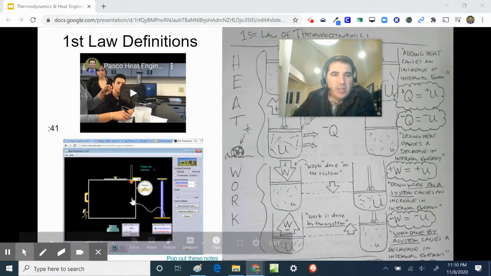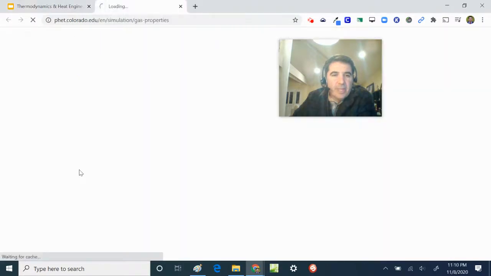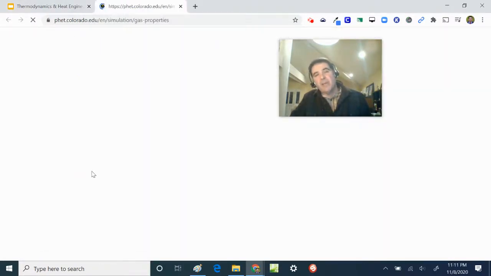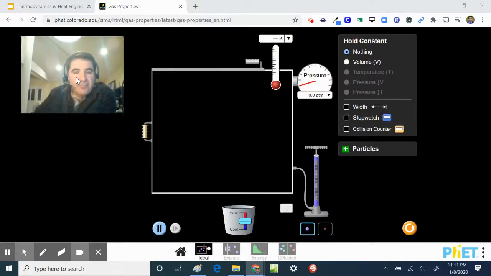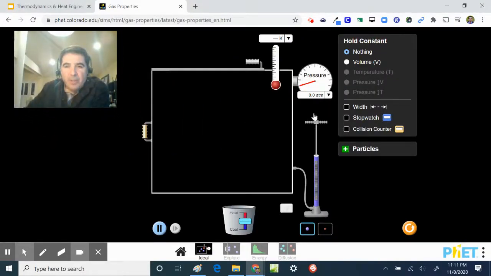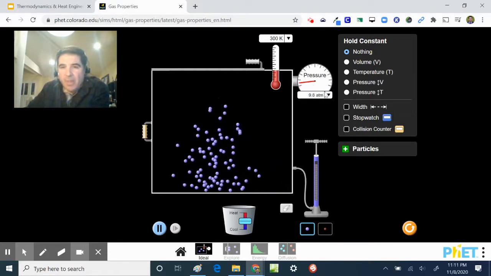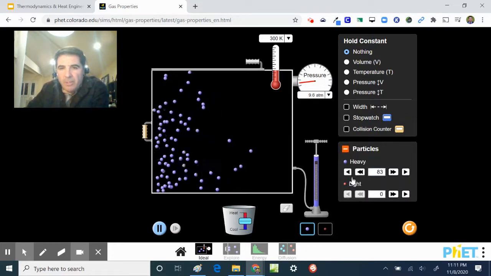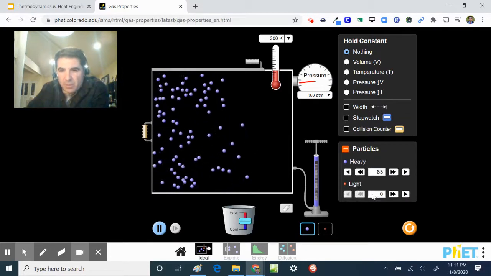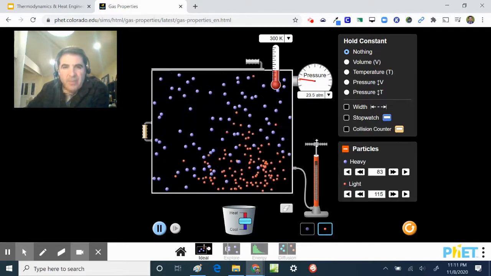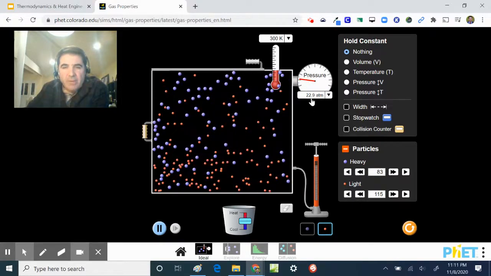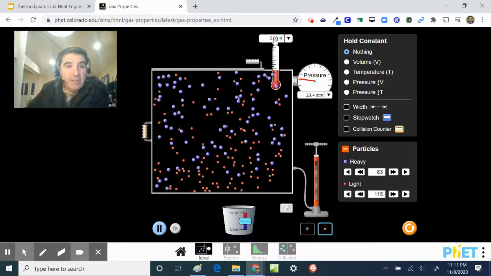So we can take a look at a couple of these things by looking at this activity from PhET. In this PhET simulation, we're going to explore the ideal gas laws. I'm going to take the pump and pump some gas inside, and you can see I have a temperature here and a pressure here. I am going to put in some light particles as well. Here are my light particles, and I'm going to pump some in. You can see my pressure is at 23 atmospheres. My temperature is at 300 Kelvin.